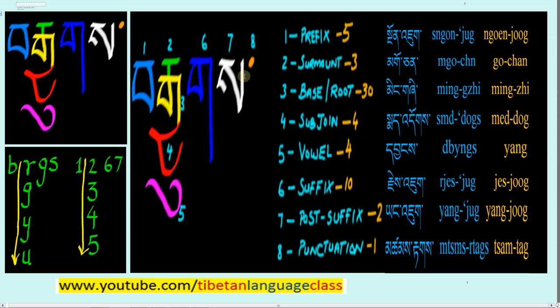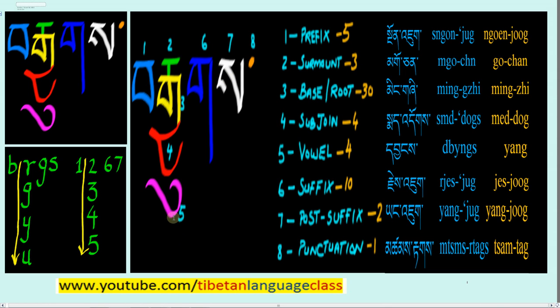So generally speaking, if you exclude the punctuation mark, any Tibetan syllable cannot have more than 7 characters. So I have 1, 2, 3, 4, 5, 6, 7.